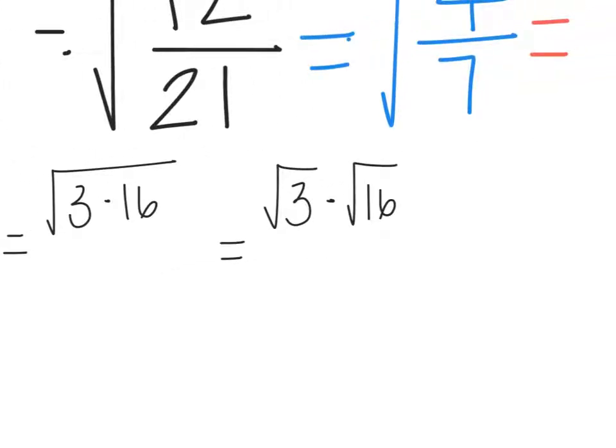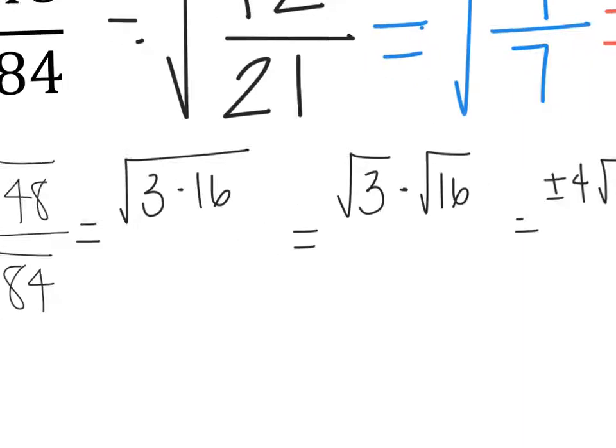So I'm left with that positive and negative 4 times the square root of 3. Again, anytime that we have just a number that's not inside the square root, we always just want to write that in front, and that's just making it appear correct, okay?